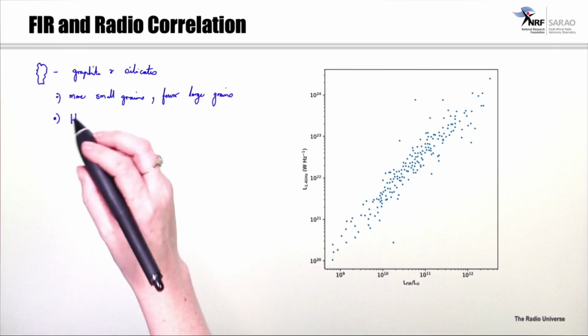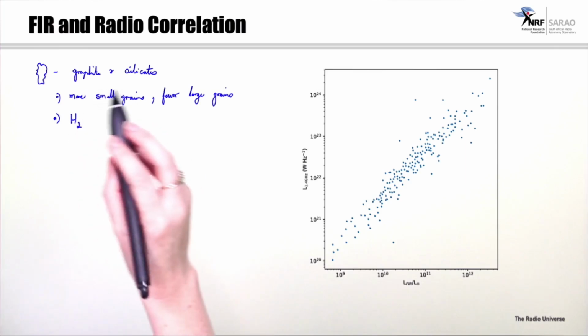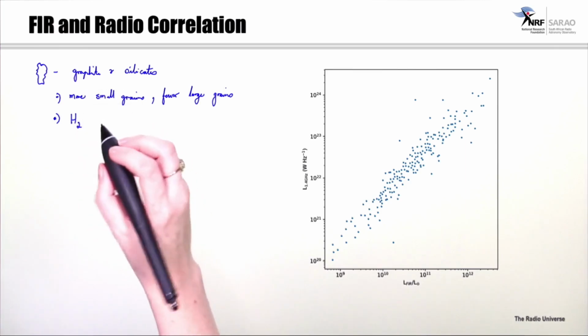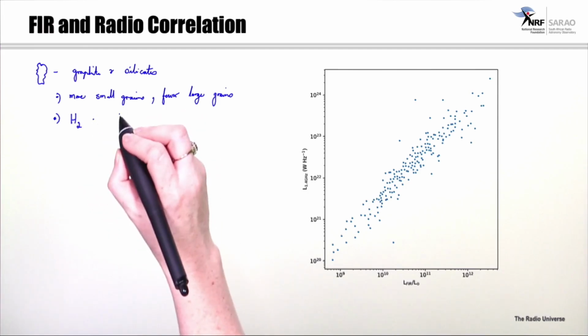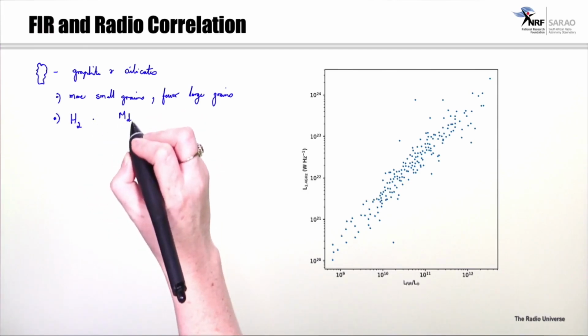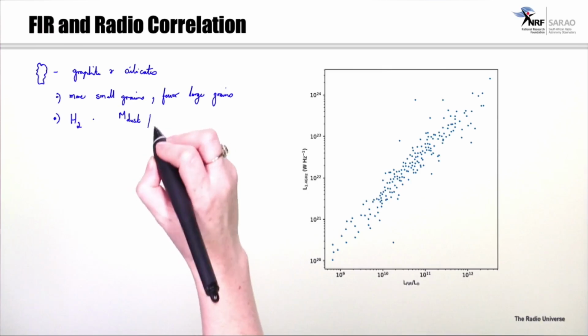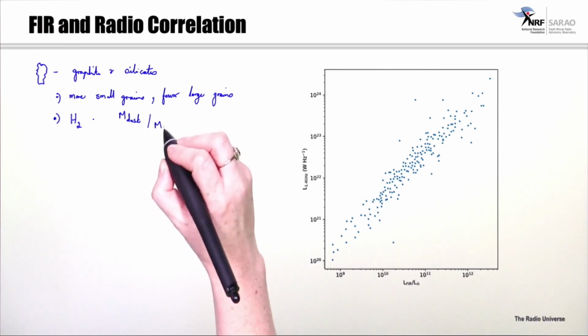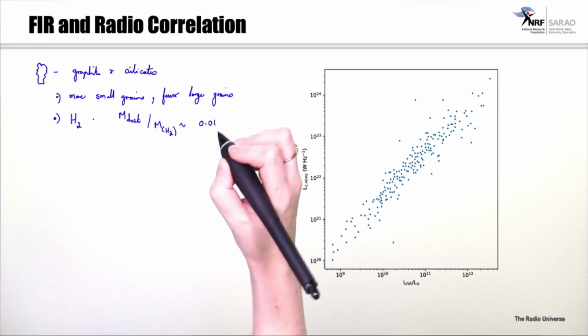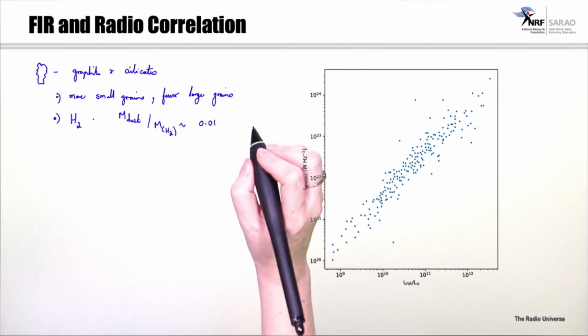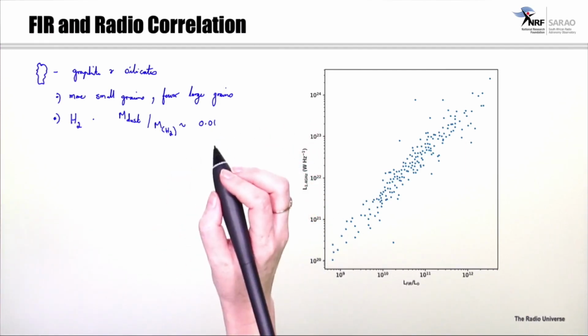And that's because the conditions here are cool enough so that this graphite and silicates are not condensed by very high temperatures. So in a molecular cloud, you typically have a ratio of the mass of the dust particles to the mass of the H2 particles as being around roughly 0.01. So roughly 1% of the mass is associated with dust.